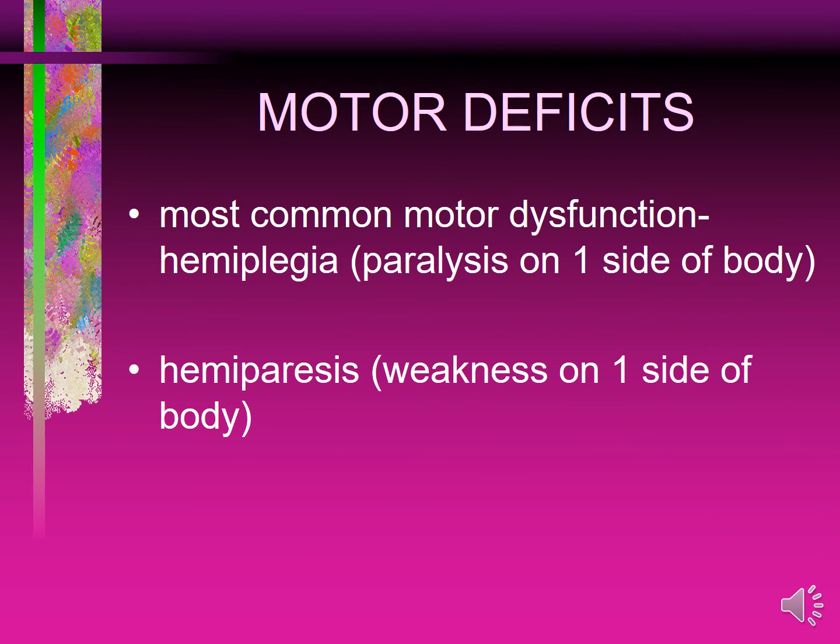Remember that the most common motor dysfunction is hemiplegia, which means paralysis. They could also have hemiparesis, which is a weakness on one side of the body. It's important that you distinguish those two terms, because paralysis doesn't tend to get any better, but with paresis or weakness, there's more that they can do as far as rehab with the patient and getting them to use that limb again.